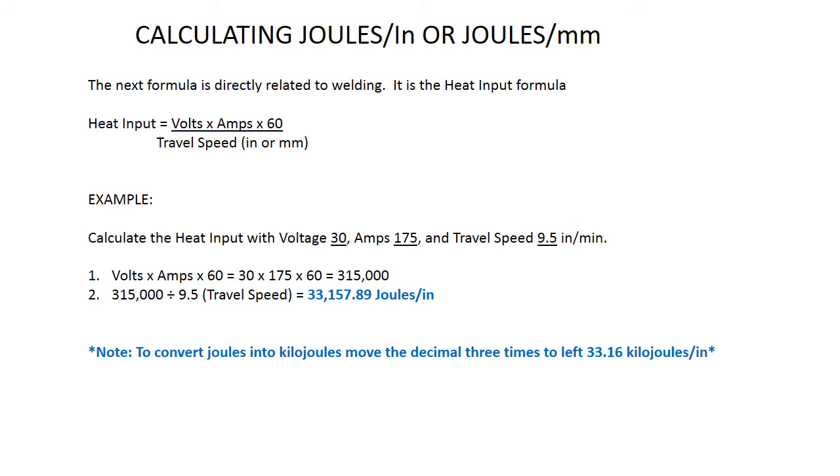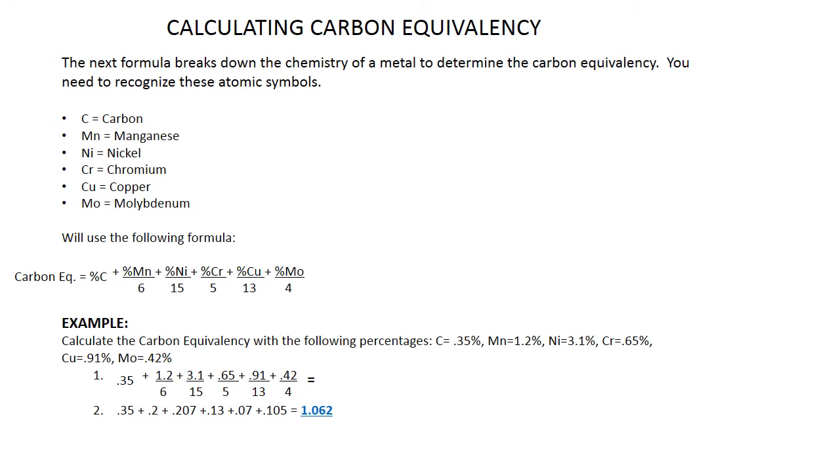Calculate the heat input. You have a voltage of 30, amperage of 175, and travel speed of 9.5 inches per minute. So volts times amps times 60 equals 30 times 175 times 60 equals 315,000. Then you take 315,000 divided by 9.5 equals 33,157.89 joules per inch. A note below: to convert joules into kilojoules, move the decimal 3 times to the left. So that would be 33.16.